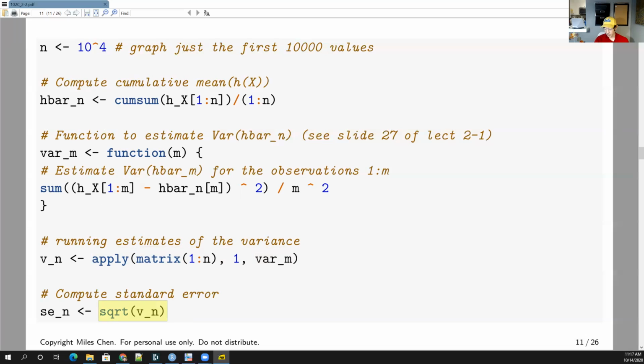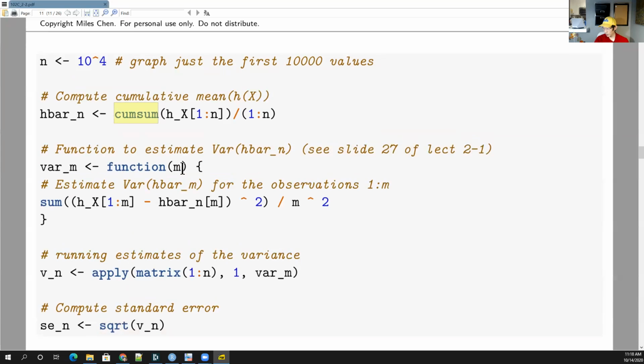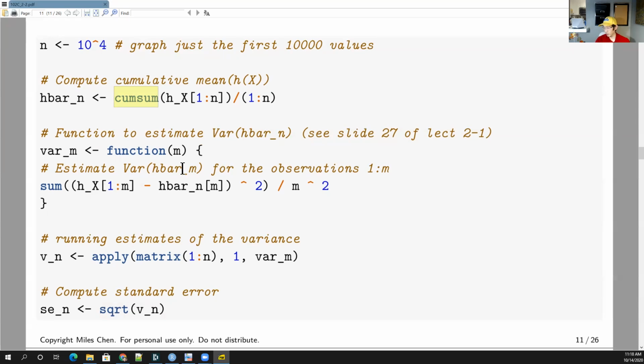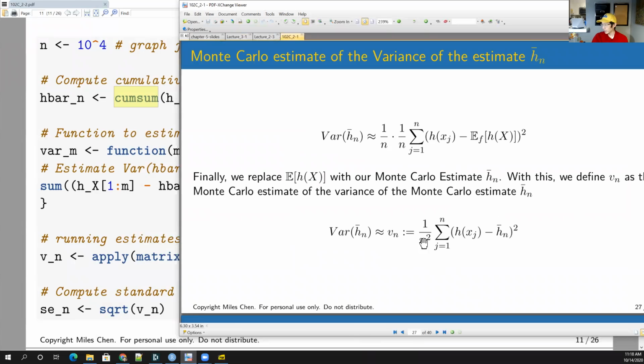Okay, a question says, how does the cumsum function, cumulative sum function, relate to the formula for the variance estimate? This one, so this is going to be the cumulative sum, which is going to be useful for calculating the running mean. So it's going to be like the mean based on the first 100 values, or the mean based on the first 200 values, or the mean based on the first 300 values. Okay, and what I want to do is I want to be able to estimate this variance.